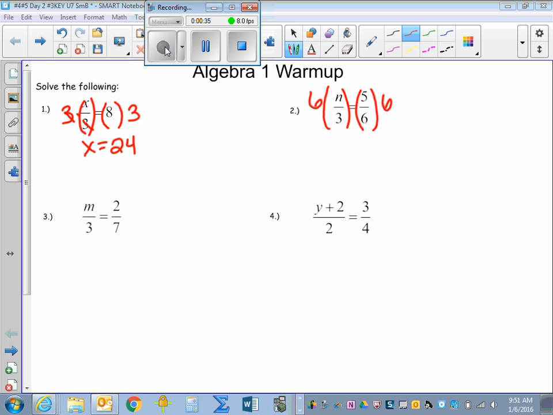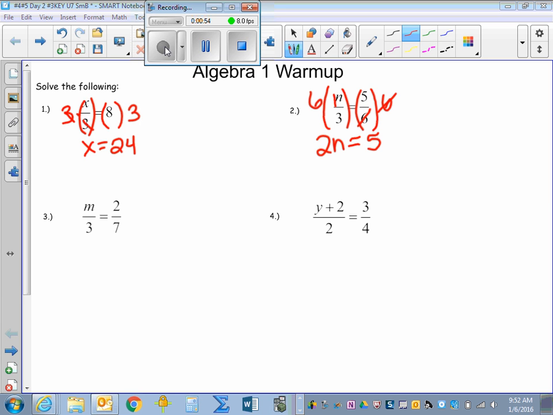Alright, so multiply by your largest denominator on both sides. So my 6's cancel over here, and I have just 5. And then over here, when I put it in my calculator, remember this is the same thing as 1 over 3. So 6 times 1/3 is just 2.